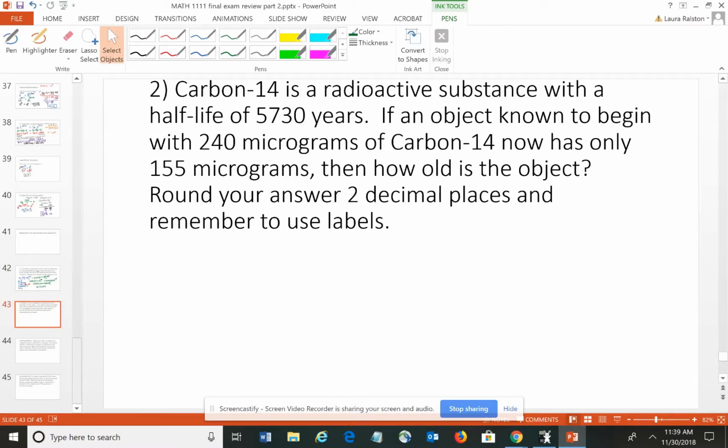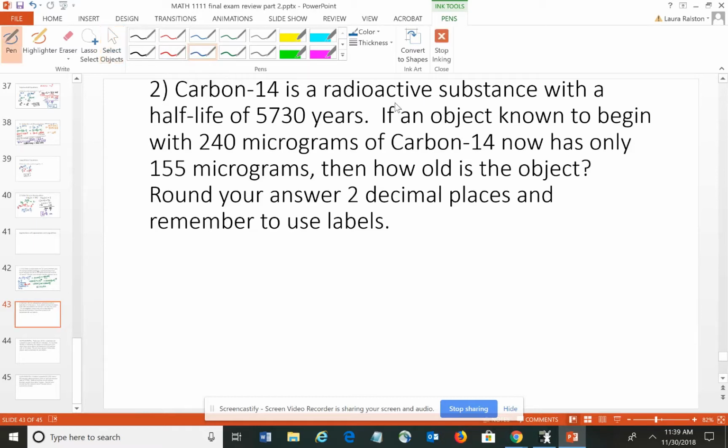The next question is a half-life or carbon dating problem. It says carbon-14 is a radioactive substance with a half-life of 5,730 years. If an object known to begin with 2,040 micrograms of carbon-14 now has only 155 micrograms, then how old is the object? Round your answer to 2 decimal places and remember to use labels.